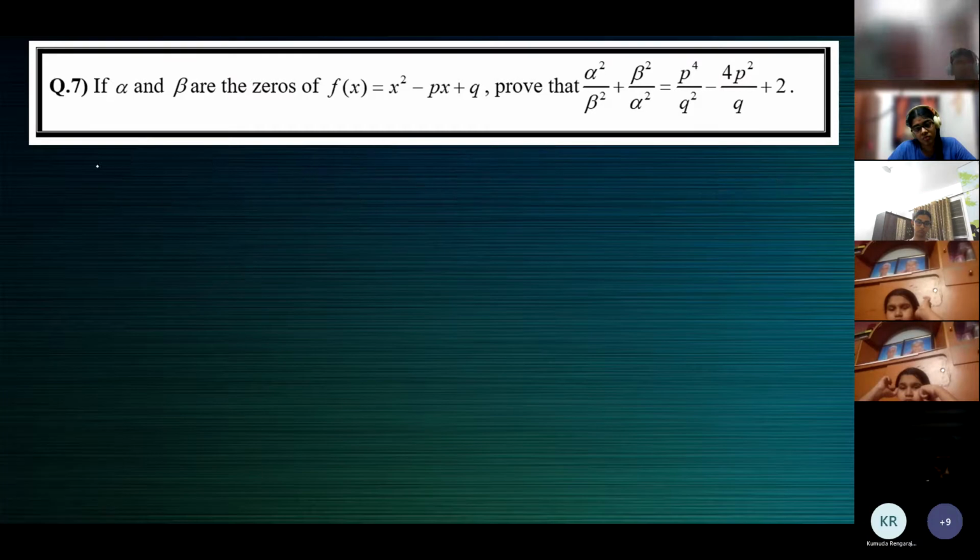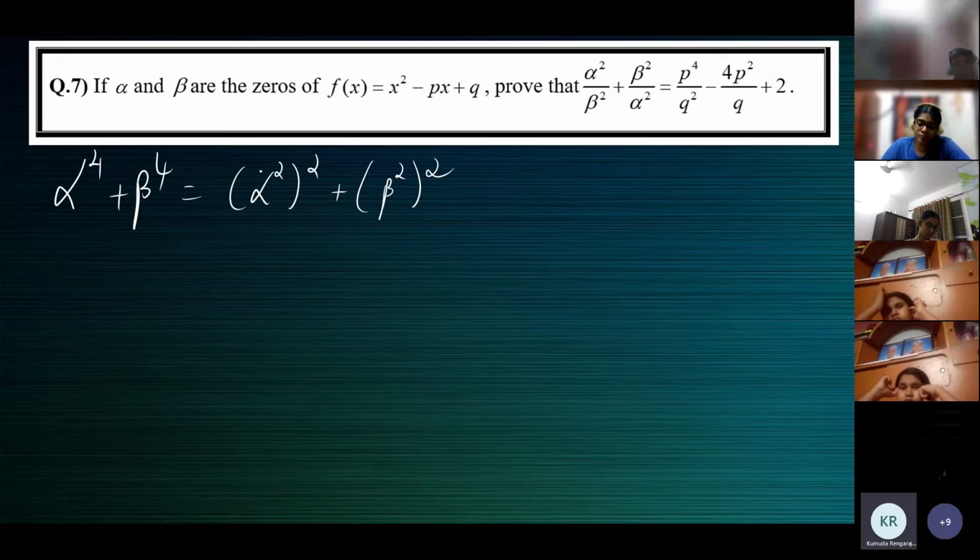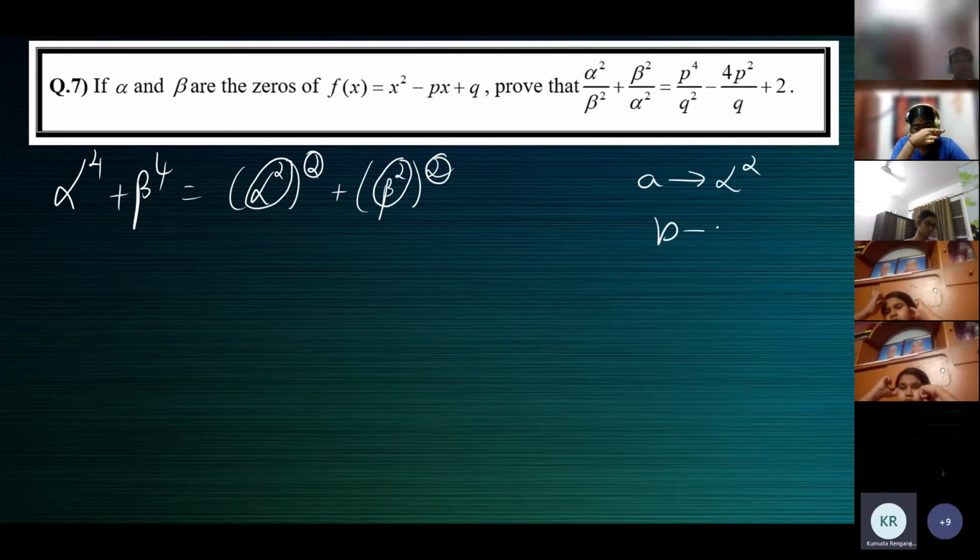So see here, alpha to the power 4 plus beta to the power 4 is alpha square the whole square plus beta square the whole square. Now I'm reading this one as a square. That means this is a, and this is square, a square. This is b, and this is square. So that means a is alpha square and b is beta square. Yes or no?